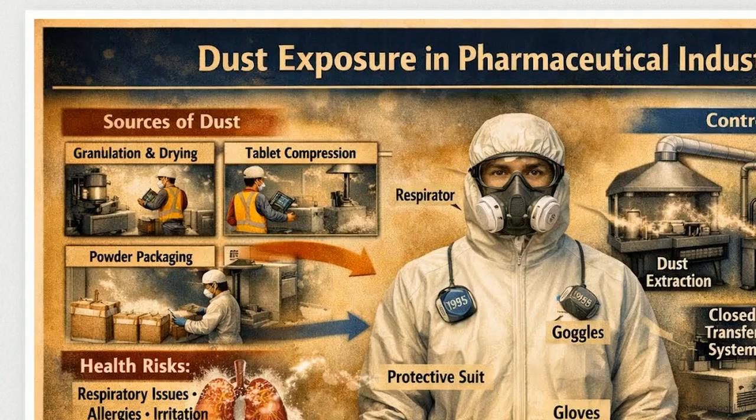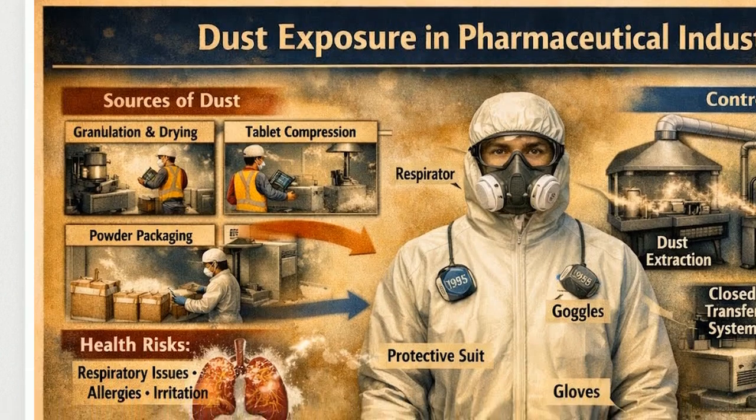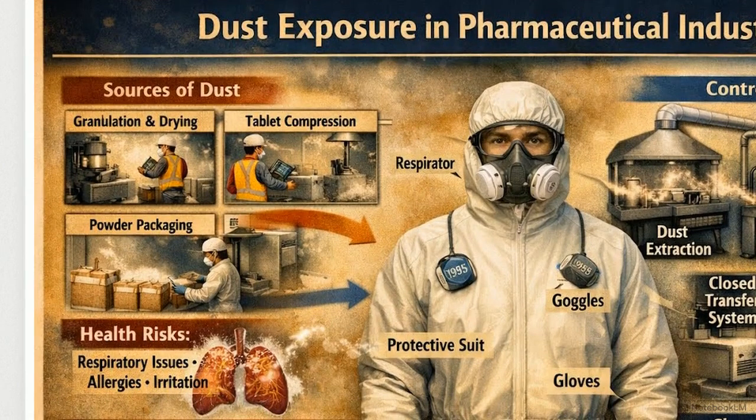Take a look at this facility schematic, starting at the top left. The primary operational triggers for dust generation occur early in the production cycle. Raw material handling, along with processes like granulation and fluid bed drying, constantly agitate materials and release fine particles into the surrounding space. Moving further down the production line, the mechanical forces only increase.